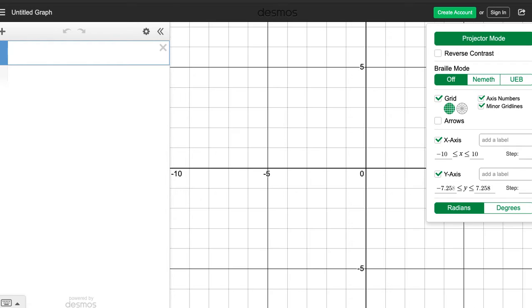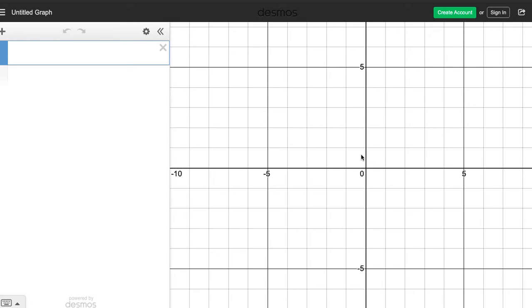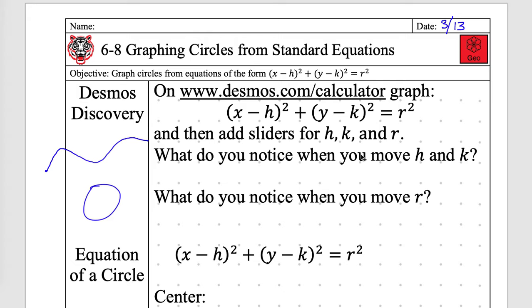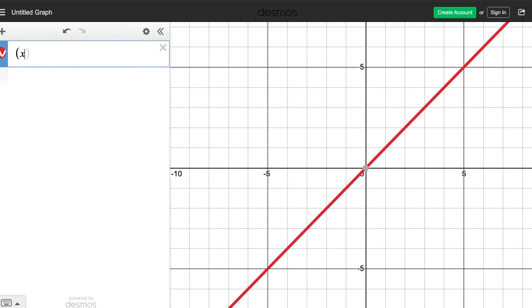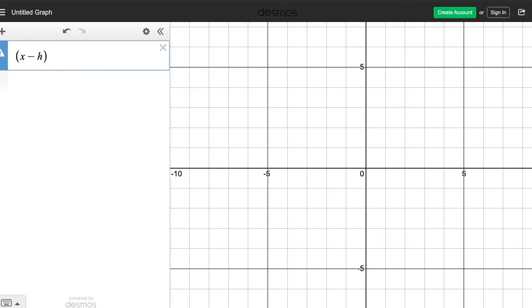And let me change the settings so I'm in projector mode also, so you can see what's happening. So desmos.com/calculator, or if you click on Desmos, click on the big red button that says Start Graphing. When you get here, you need to start typing this in. It's in your notes, (x minus h) squared plus (y minus k) squared is equal to r squared. And it should look like this. You need your parentheses, (x minus h) quantity squared plus (y minus k) quantity squared equals r quantity squared.